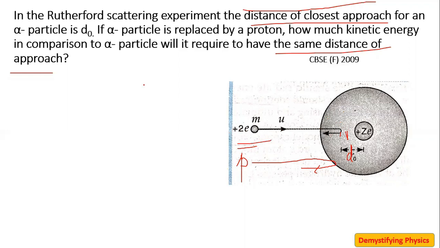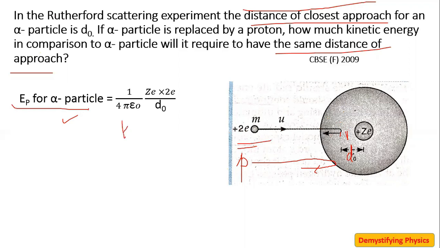अब काइनेटिक एनर्जी दोनों की क्या रहती होगी, you have to compare the kinetic energy. So this is the formula for the potential energy of the alpha particle, k q1 q2 by r. ये फॉर्मूला होता है पोटेंशियल एनर्जी का. r is d0, इसी डिस्टेंस से वापस आया यहाँ पे, और यहाँ पे भी एक है. So the charge on the nucleus is Ze, and the charge on the alpha particle is 2e. Okay, 1 by 4 pi epsilon naught, Ze into 2e by d0. This is the potential energy for the alpha particle.